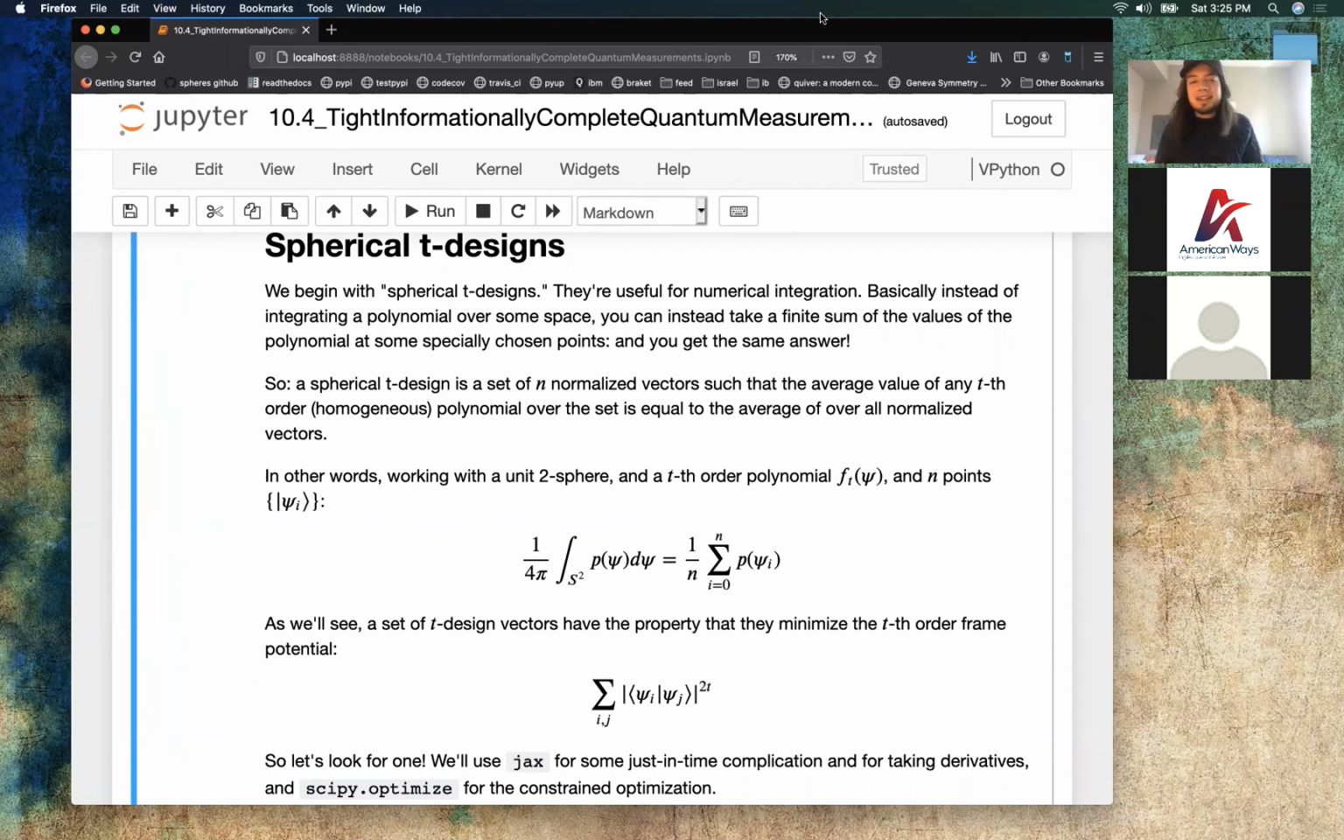So a spherical T design is a set of n normalized vectors such that the average value of any Tth order homogeneous polynomial over the set is equal to the average over all normalized vectors. The idea of it being a T design is that you can use it to integrate polynomials up to order T. So you can't just integrate for free in a way. There's this limitation.